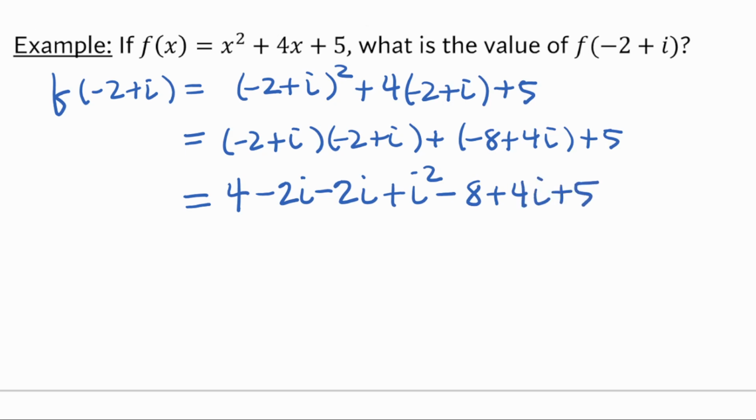Okay, so I would need to collect all of the real numbers together, remembering that i squared is a real number, it's negative 1. So it would be 4 plus negative 1 minus 8 plus 5.